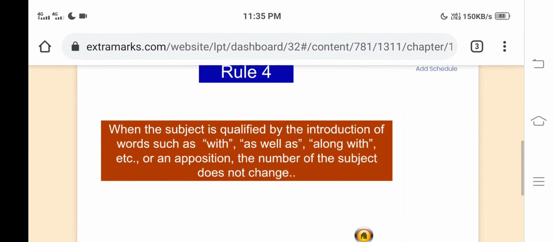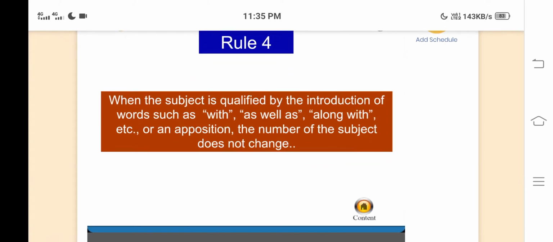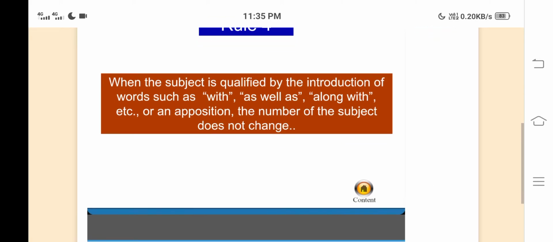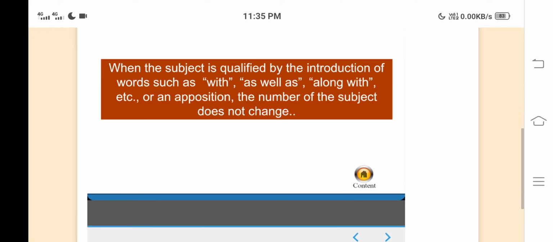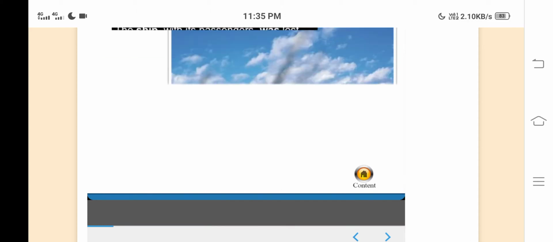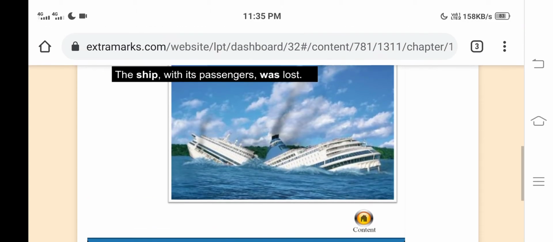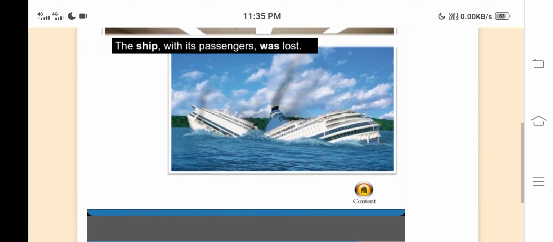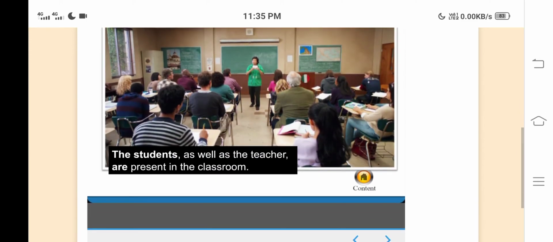Rule number 4. The number of the subject does not change when more nouns or pronouns are added to it, using with, as well as, along with, etc., or when the subject is qualified by additional words in apposition. In the sentences, the ship with its passengers was lost, and the students, as well as the teacher, are present in the classroom. The subjects, the ship and the students, remain singular and plural respectively.